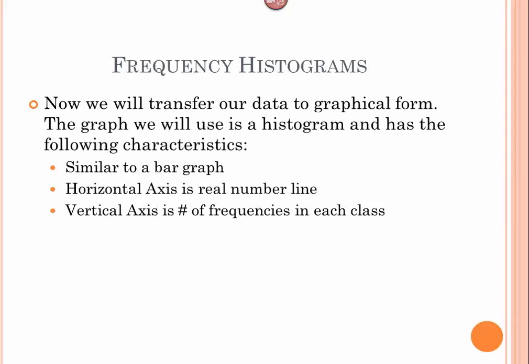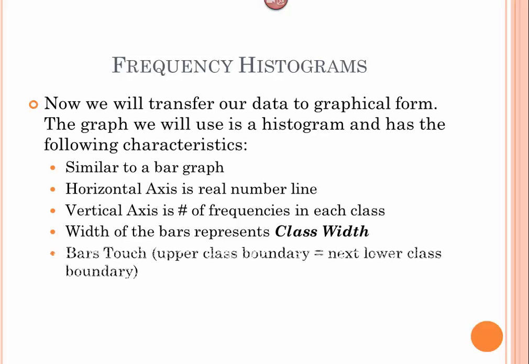The vertical axis is the number of frequencies. And the width of each bar actually has meaning in a histogram. The width of the bars represents my class width. Another thing that makes this different from a bar chart is that the bars actually touch, the reason being that our upper class boundary is only 1 unit away from my lower class boundary. So really, they're back to back. There's no gap in between them.